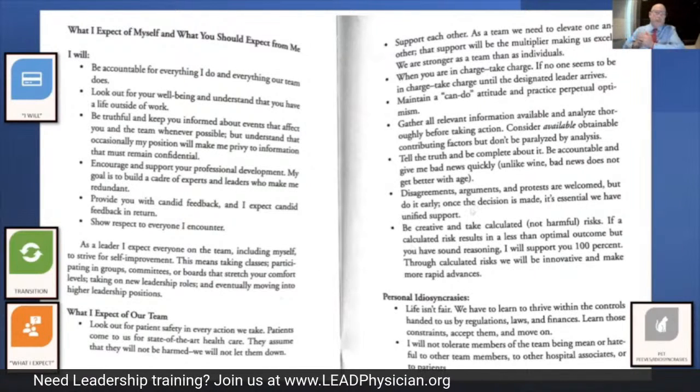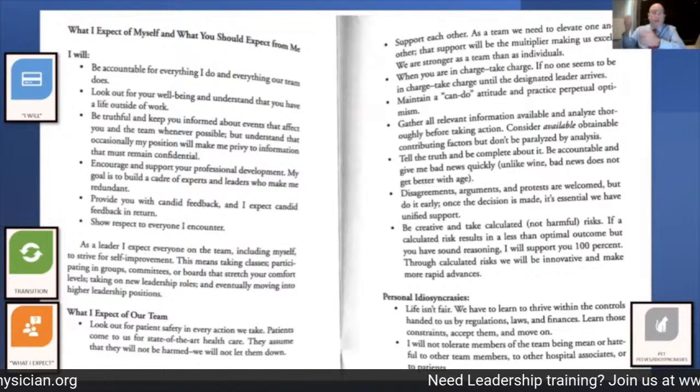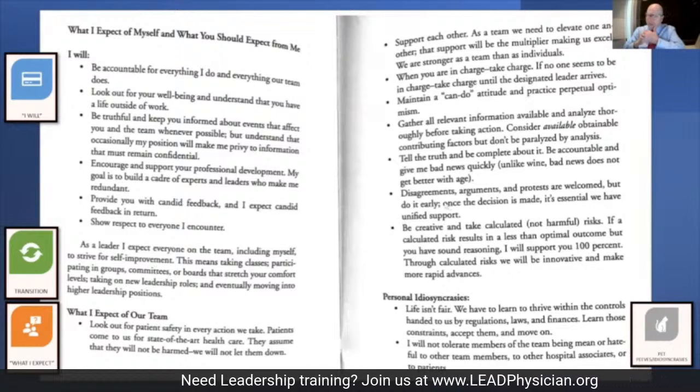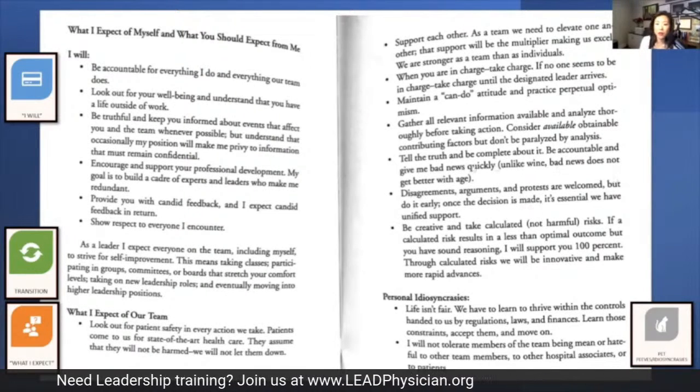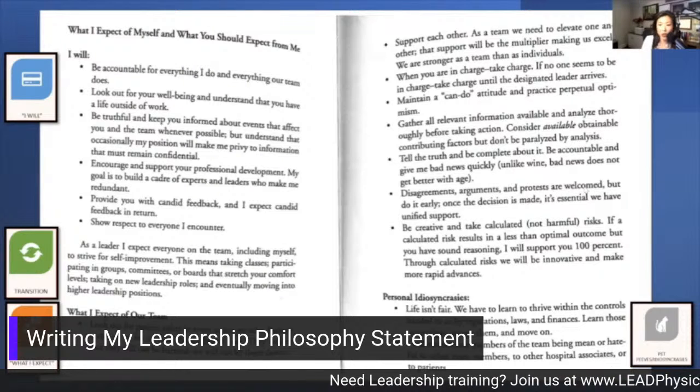And then you could see from the format that we had, again, these are the things I'll do. There's the transition part, and then here's what we expect of our team. And we hold each other accountable for those expectations as well. One of the things that really stuck out to me was this part: disagreements, arguments, and protests are welcomed, right? Yes, we're welcoming disagreement, but do it early.